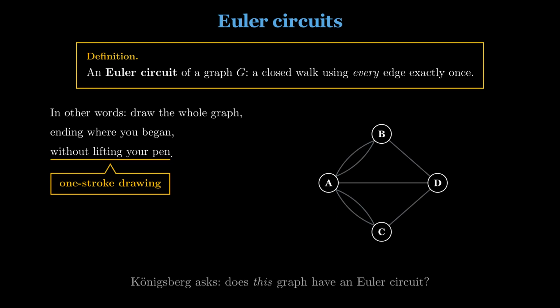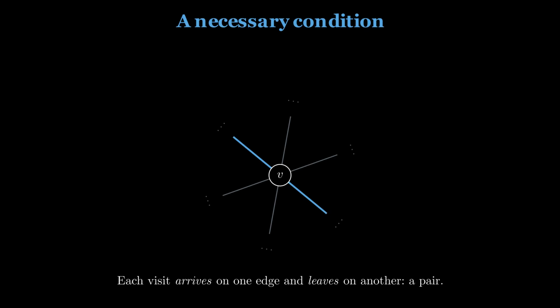Back to Königsberg. The riddle now reads, does this graph have an Euler circuit? Before answering, let us see what having an Euler circuit forces on a graph. Take any vertex V and follow the Euler circuit as it passes through it. Each visit arrives on one edge and leaves on another. The visit uses up a pair of edges at V. 3 visits, 3 pairs, and all 6 edges at V are used.